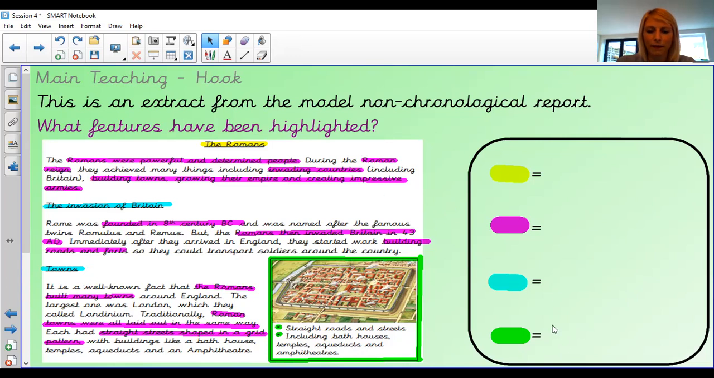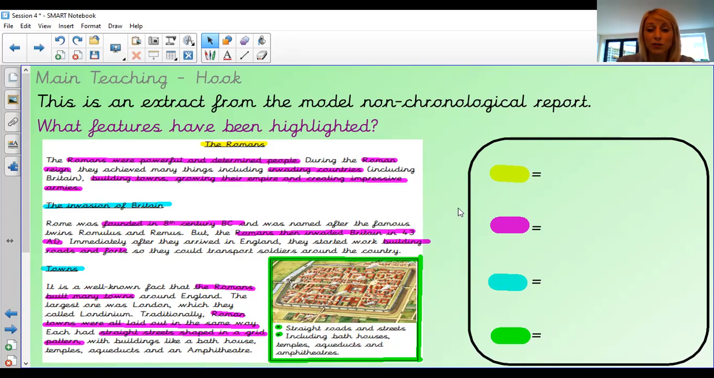So that's the blue, and then the green, I haven't actually highlighted any writing in green, but I have highlighted this picture over here and also these captions here, and the captions say straight roads and streets, including bathhouses, temples, aqueducts and amphitheatres. So what feature do you think I've highlighted there?